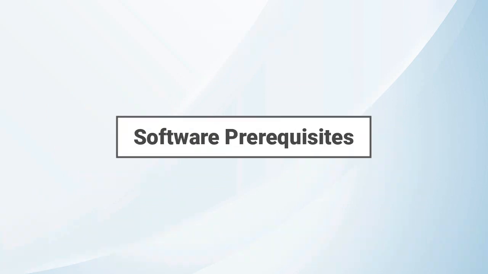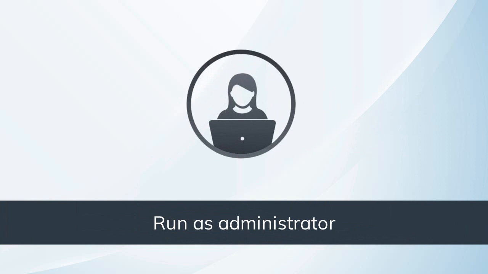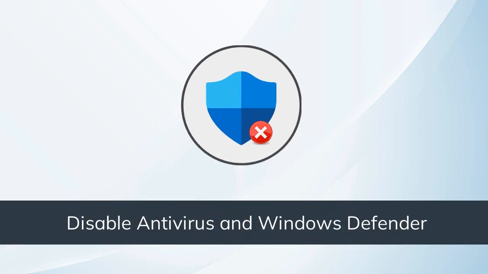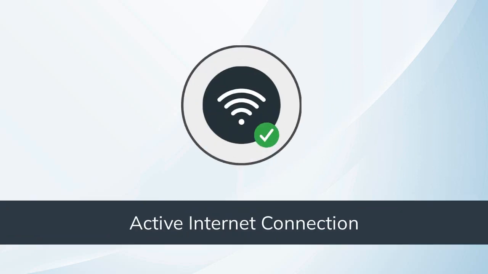DRS OST Viewer Tool has some prerequisites. You have to fulfill these conditions to use the software. Run the tool with administrator permissions. Disable antivirus and Windows Defender programs as they hinder tool operation. An active internet connection will be required when you update the tool.